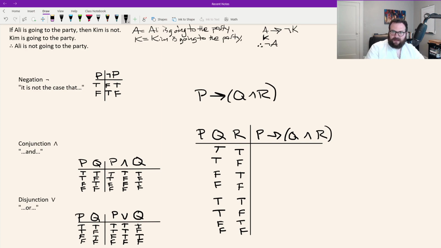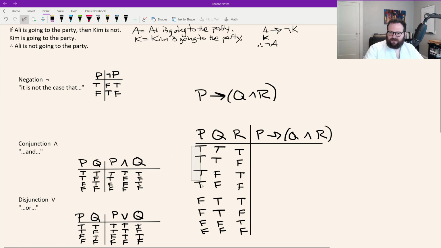Okay. And I'm going to do it again. I'm going to double the number of trues before I get to falses. So I'm going to have four trues back to back here. And then I'm going to get my falses. Okay. Now, let's move these over to the left side.